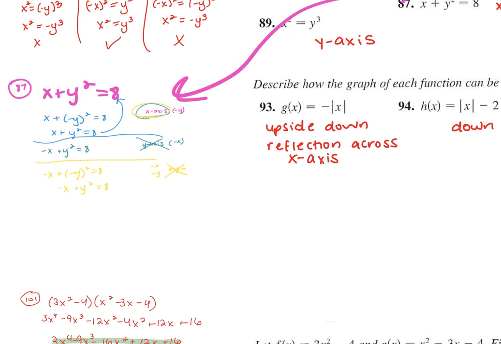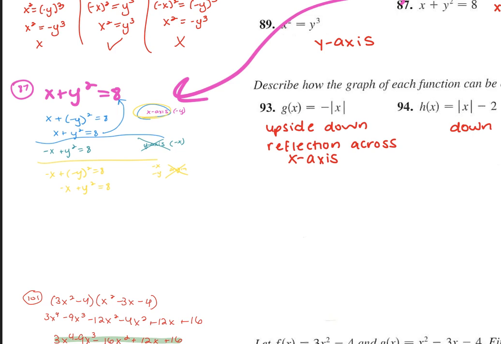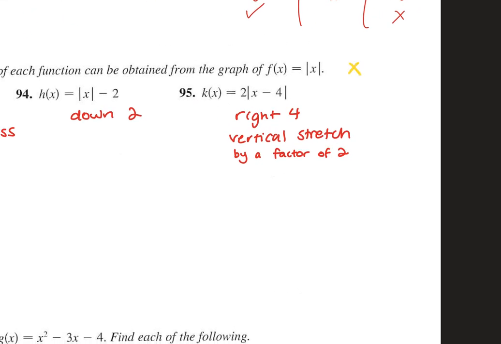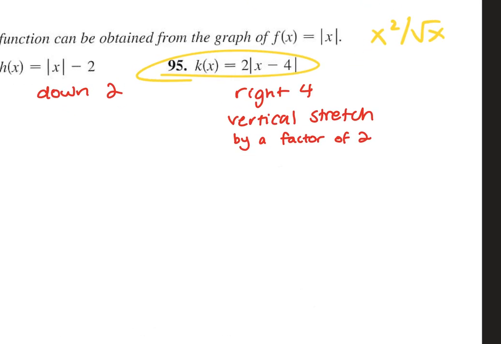And then you said the 93, 94? Yeah. So, and again, you would want to know this based on the parent function x squared, square root of x, or absolute value of x. So like if I pick 95, let's say, the 2 on the front is a vertical stretch. Anything bigger than 1 is a stretch. Anything in between 0 and 1 is a shrink. So this is your vertical stretch.